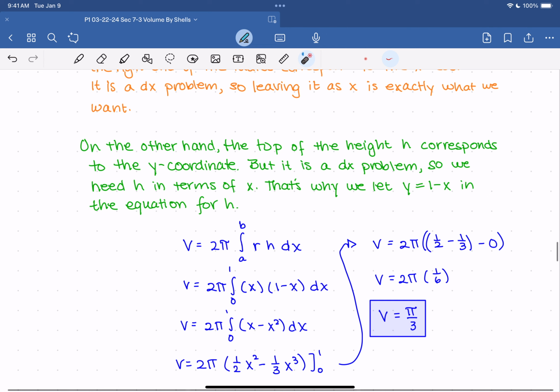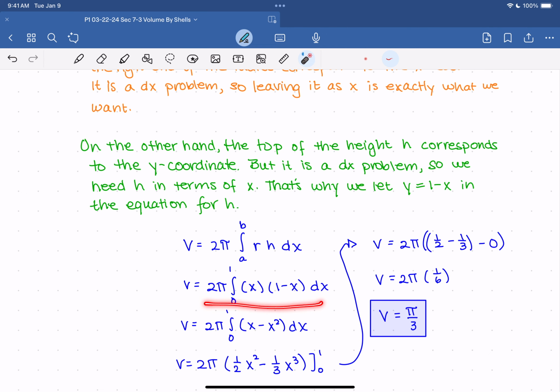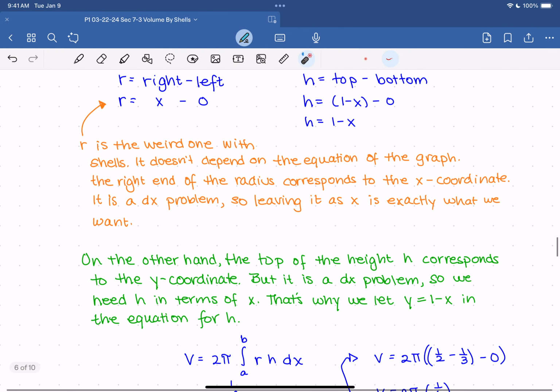So there's our equation right there. And then this is an easy one to work out by hand. We just would distribute the x. Then we can integrate. We'll substitute in, and we get volume is pi over 3. So again, all the work is going to be finding these equations.